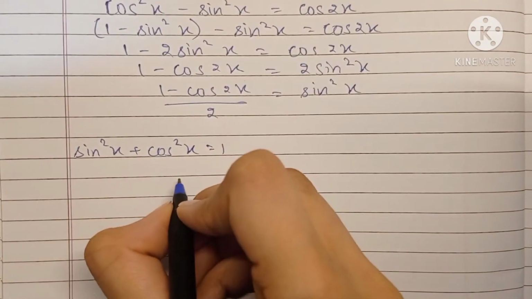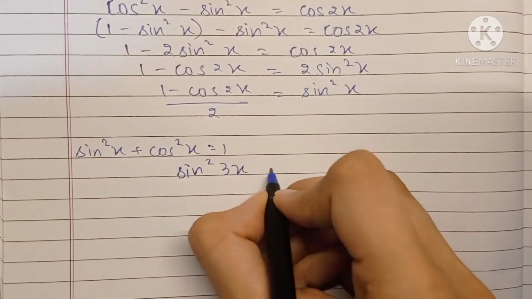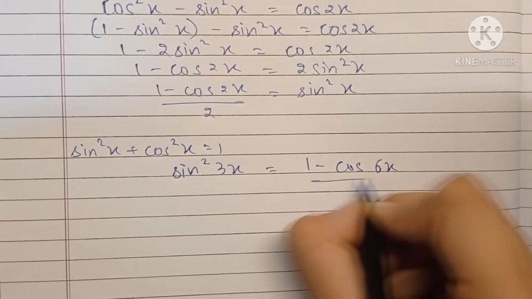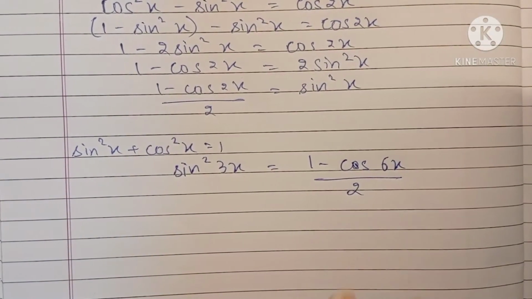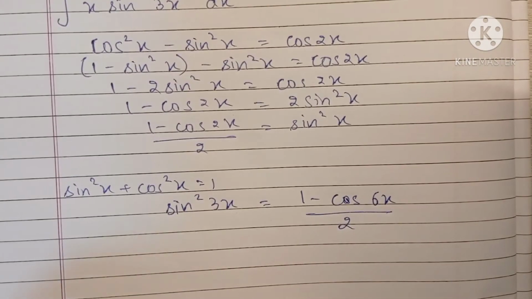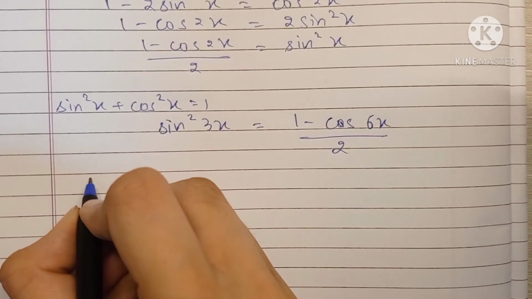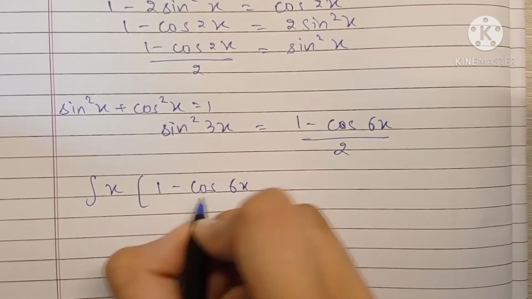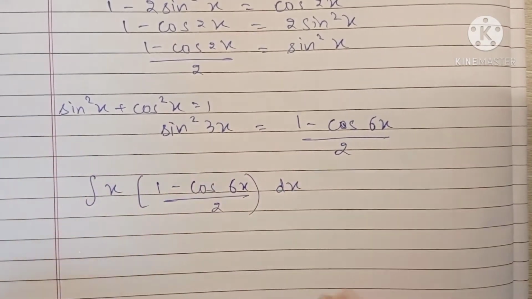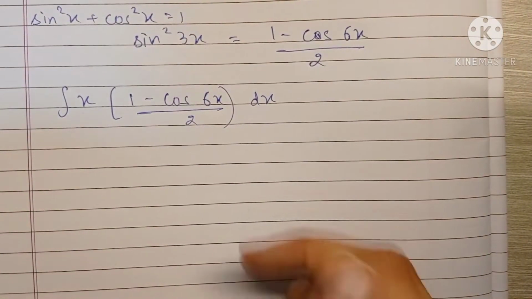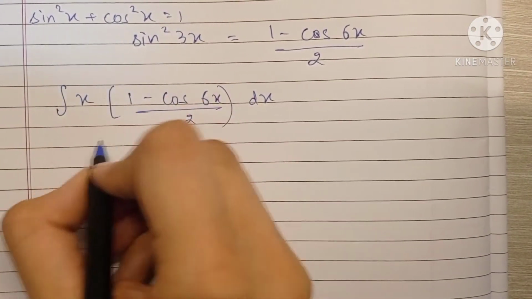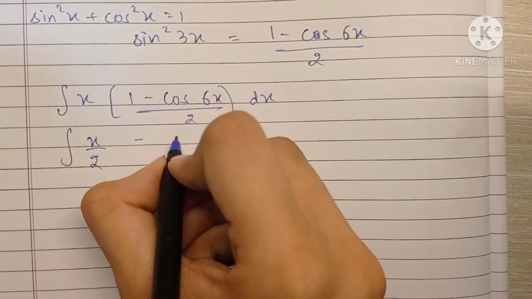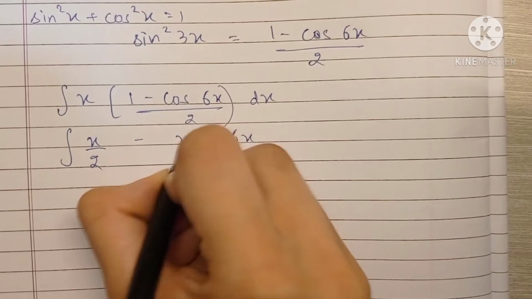So, we can write sine square 3x as 1 minus cos double of 3x, which becomes 6x, upon 2. So that's what we are going to be substituting in our integral right here. We can write this integral as x into 1 minus cos 6x upon 2 dx. This will make our work for integration much simpler. Now we can just expand this integral by opening the bracket. So we have the integral of x by 2 minus x cos 6x upon 2 dx.